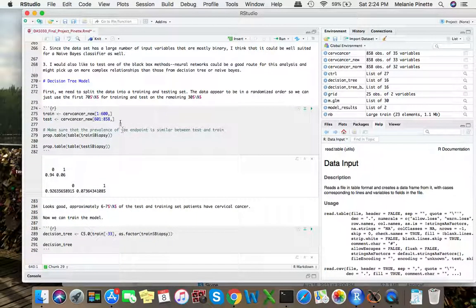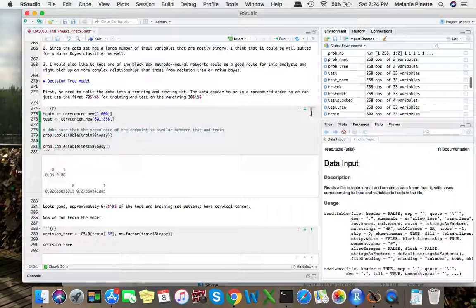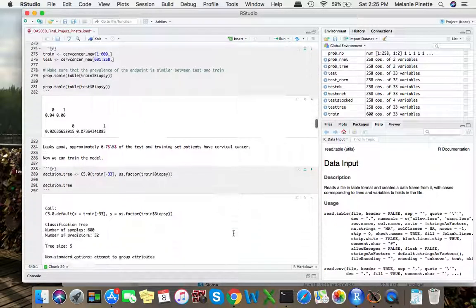Okay, in splitting the data up into test and training, it's randomly sorted, so we'll just take the first 70% of the data for training and the last 30% for testing. So let's run that. And we also want to see that the endpoint is about the same in terms of prevalence for both the training and testing, so about 6% in the training data set have cancer and 7% in the test data have cancer, so that's good.